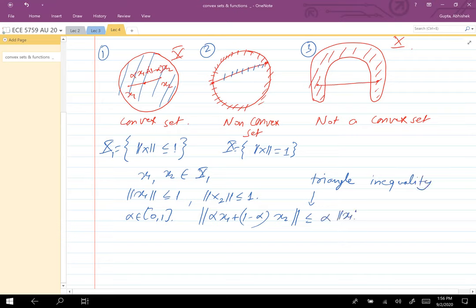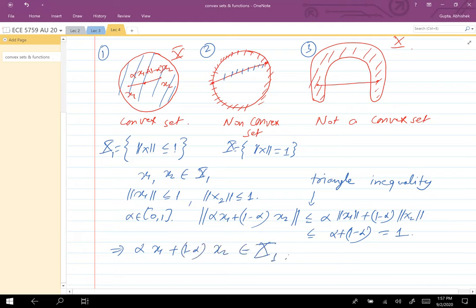alpha times norm of x1 plus 1 minus alpha times norm of x2, which is less than or equal to alpha plus 1 minus alpha, which equals 1. So what we have shown is that if norm of x1 is less than or equal to 1 and norm of x2 is less than or equal to 1, then norm of alpha x1 plus 1 minus alpha x2 is also less than or equal to 1. And therefore alpha x1 plus 1 minus alpha x2 is part of the set capital X. So this is a proof of why the solid sphere is actually a convex set.